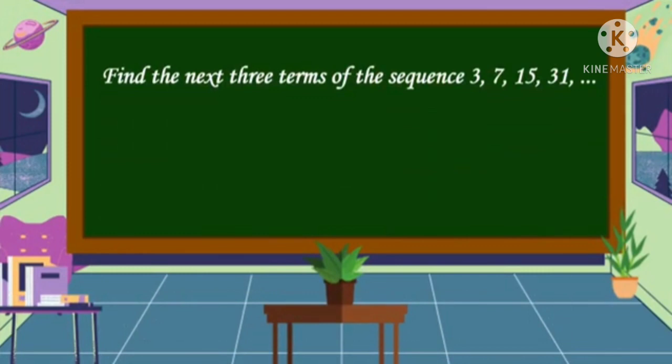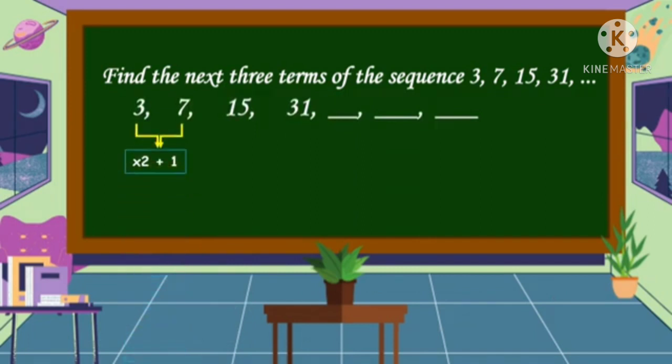Find the next 3 terms of the sequence 3, 7, 15, 31, and so on. So, what is the pattern? 3 to 7, the pattern is 3 times 2 plus 1. The answer is equal to 7. Next, 7 times 2 plus 1 is equal to 15. 15 times 2 plus 1 is equal to 31.